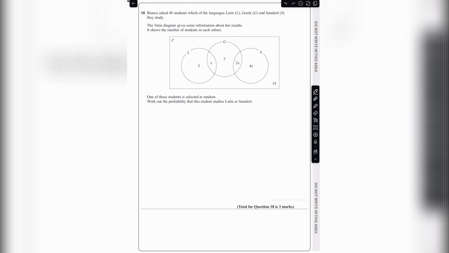In question 18, we are told that Bianca asked 40 students which of the languages, Latin, Greek, and Sanskrit they study. The Venn diagram gives some information about her results. It shows the number of students in each subset. One of these students is selected at random. Work out the probability that this student studies Latin or Sanskrit. So the first thing we need to do is determine the value of x, and that can be evaluated by summing all the values in our Venn diagram and setting that equal to 40. And when we simplify the left side of this equation, we have 26 plus 7x, and that equals 40.